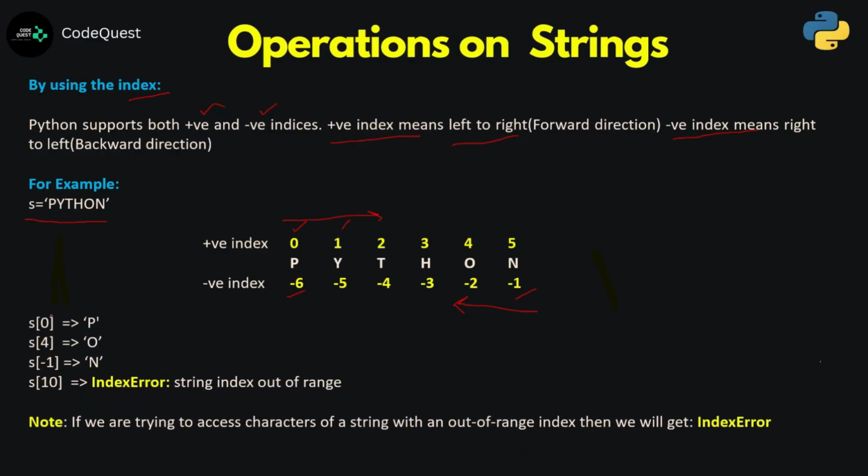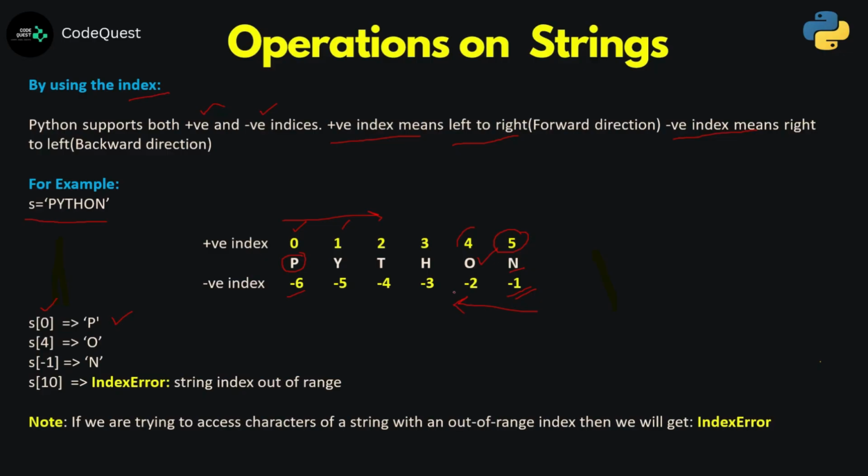Now, if I write s[0], s[0] means I'm using a positive index. At that index, which character is available? P, that is what I'm getting here. Similarly, s[4], once again we are using a positive index, where we find o. Now s[-1] represents n, which can also be accessed by s[5]. So it all depends on our requirement whether I am going to take the help of a positive index or a negative index to access the character.